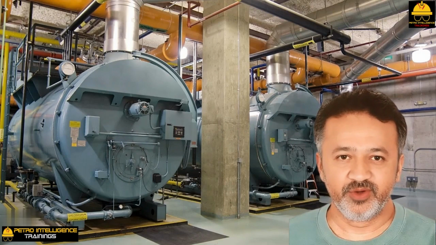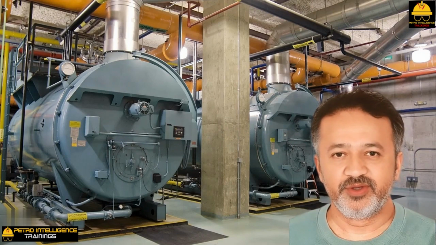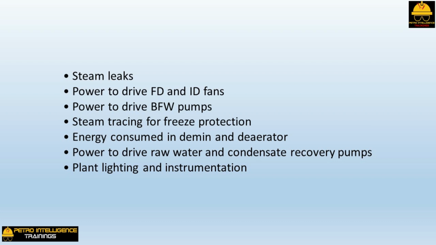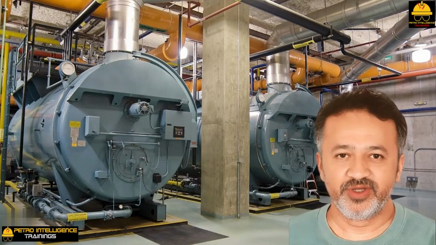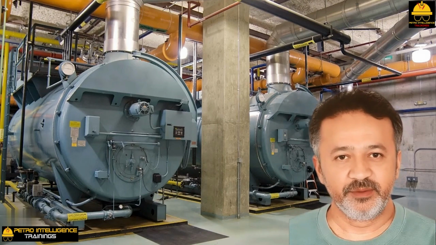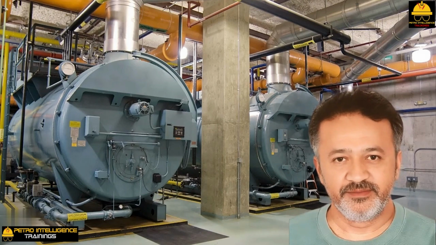Of course, the overall boiler plant efficiency will be lower due to steam leaks, power to drive FD and ID fans, power to drive BFW pumps, steam tracing for freeze protection, energy consumed in demin and deaerator, power to drive raw water and condensate recovery pumps, plant lighting and instrumentation. Finally, did you know that for each BTU worth of electricity, 3 BTU worth of steam are required?